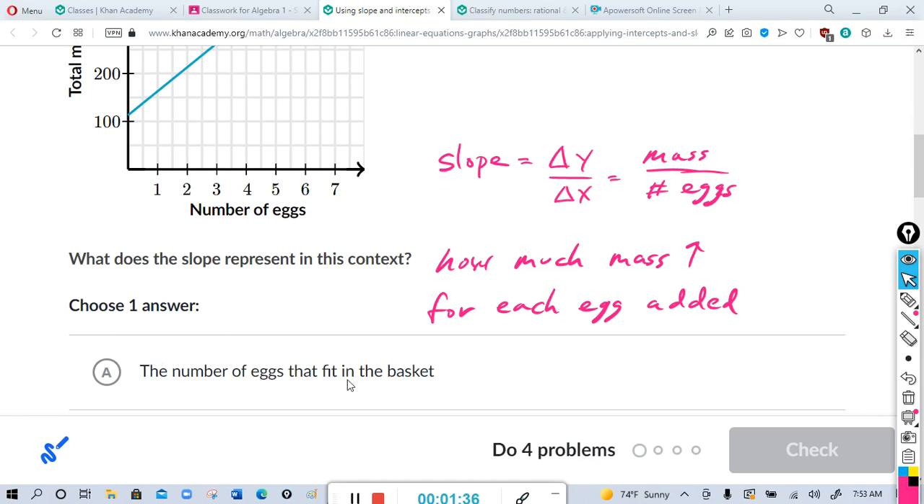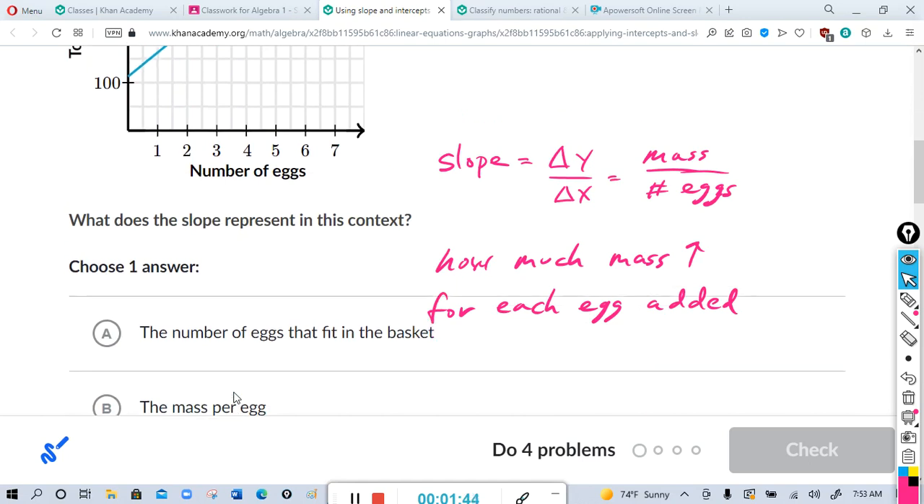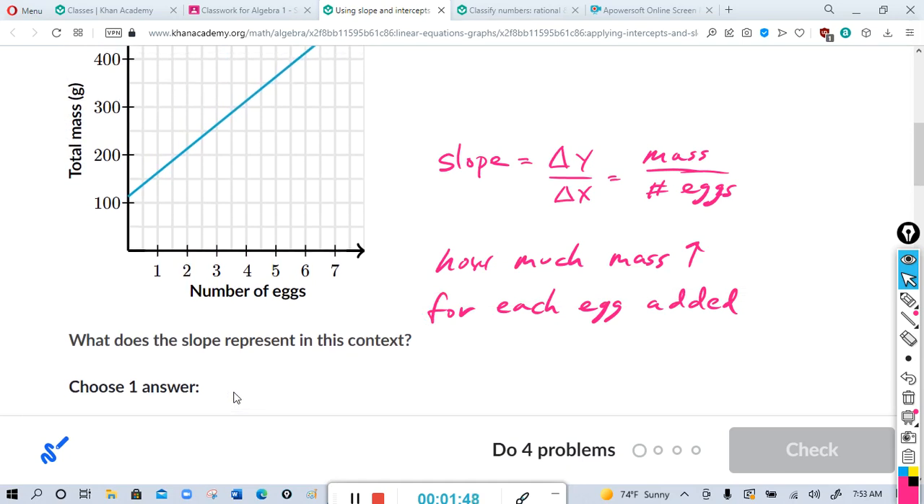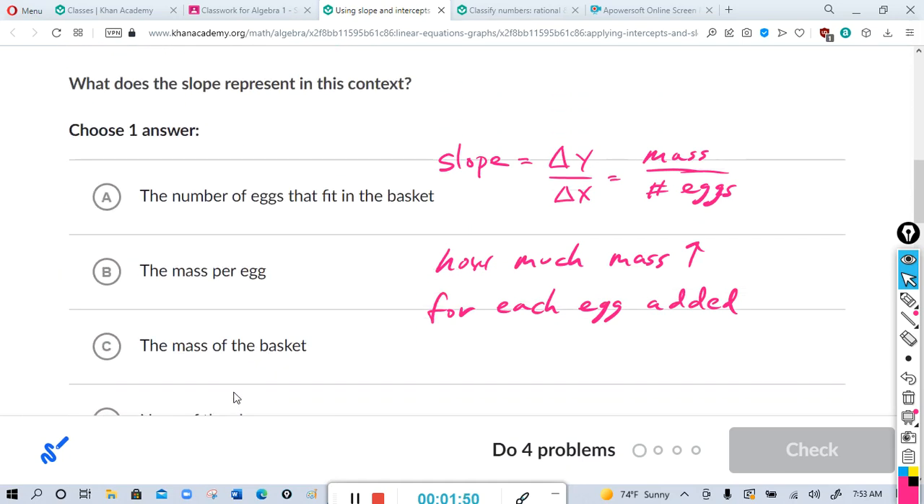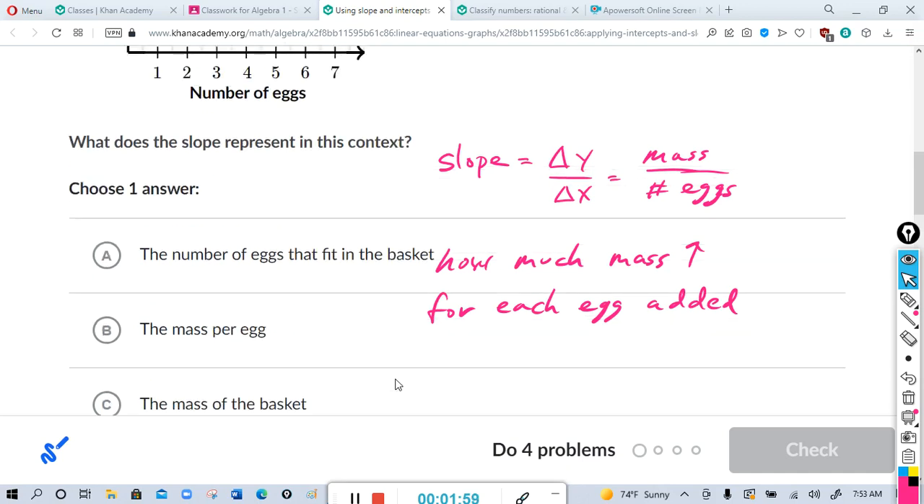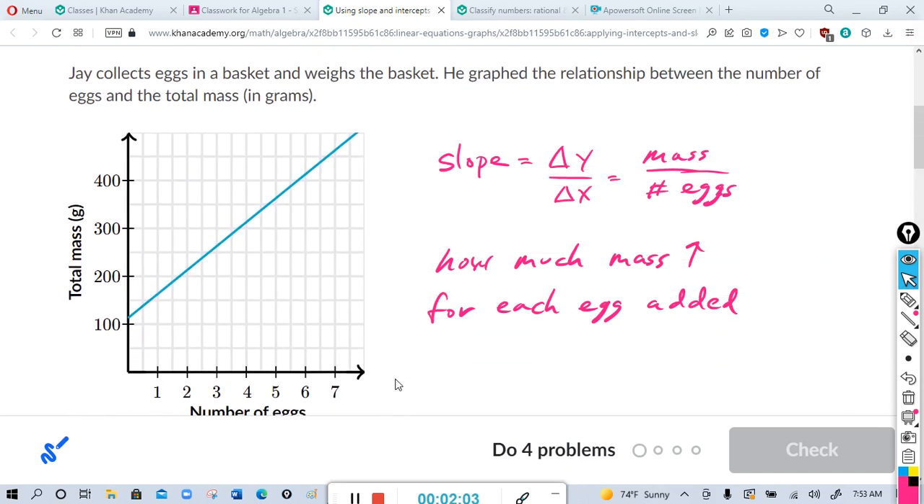The number of eggs that fit in the basket, no. The mass per egg, let me see the other ones. The mass of the basket, no. None of the above. Let's see, the mass per egg. Does the slope represent the mass per egg?